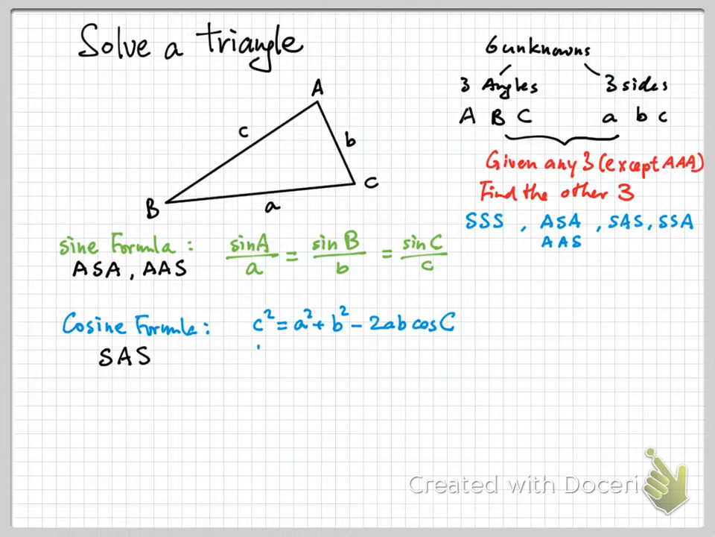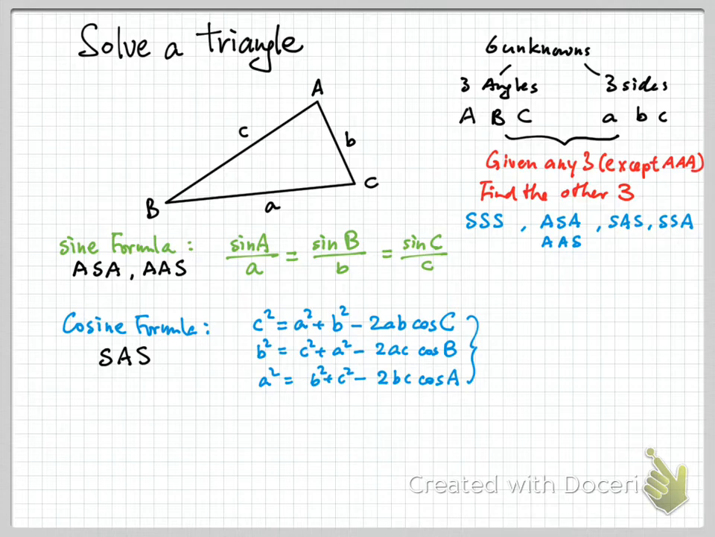If you swap a, b, and c, you will have different versions of the cosine formula. But they are just the same thing, only with the cyclic naming of a, b, and c. We have a squared equals b squared plus c squared minus 2bc cosine A. So these are the cosine formulas for the SAS version.